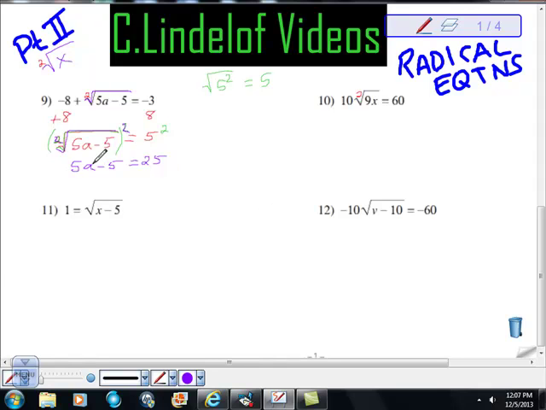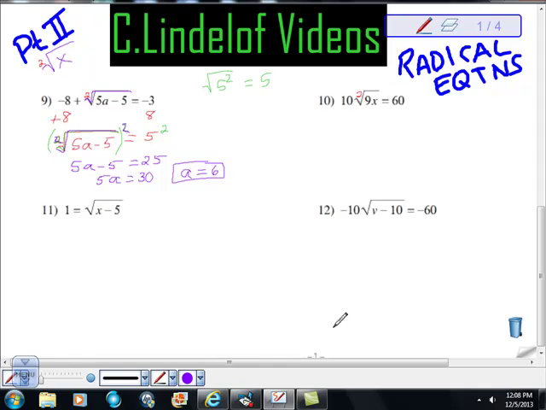So here I'm just going to pursue getting a by itself, so I'll add 5 to both sides and get that 5a is equal to 30. And if 5a is equal to 30, I divide both sides by 5 and get that a is equal to 6. So I hope that this is really helpful. I hope you're getting this.